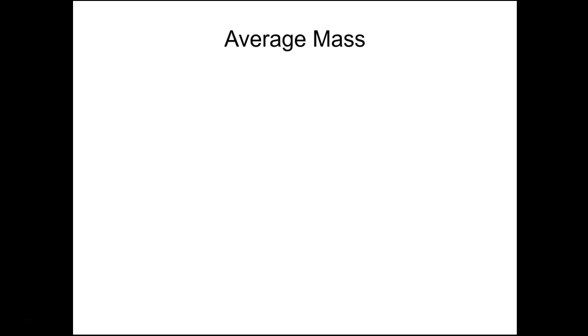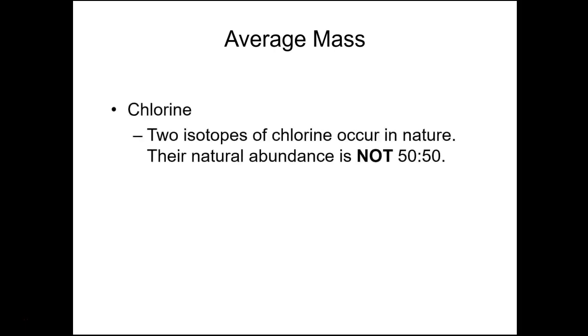Well, most elements, as we've said before, don't have isotopic masses which are exactly whole numbers, and their abundances in nature are not exactly 50-50. A great example of this is chlorine. Chlorine has two isotopes that occur in nature, but their natural abundance is not 50-50. The lighter isotope is chlorine-35, whose mass is not exactly 35, but very close, 34.9689. Its natural abundance is 75.76.